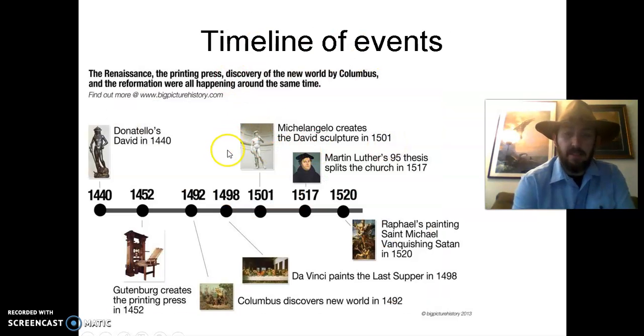So here's a timeline of events. Here's where things kind of line up of what we've been talking about the past few weeks. We talked about the Renaissance. That took a long time. So here's Donatello. We talked about the sculptor Donatello. We talked about the invention of the printing press.